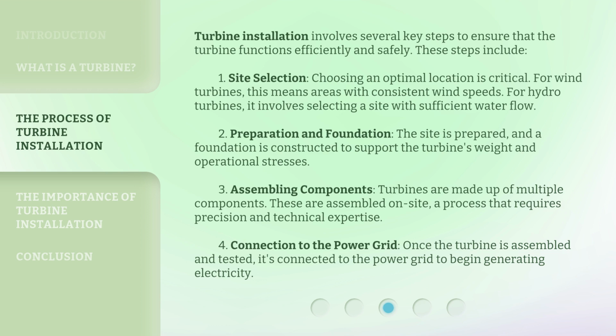2. Preparation and foundation. The site is prepared, and a foundation is constructed to support the turbine's weight and operational stresses. 3. Assembling components. Turbines are made up of multiple components. These are assembled on-site, a process that requires precision and technical expertise. 4. Connection to the power grid. Once the turbine is assembled and tested, it's connected to the power grid to begin generating electricity.